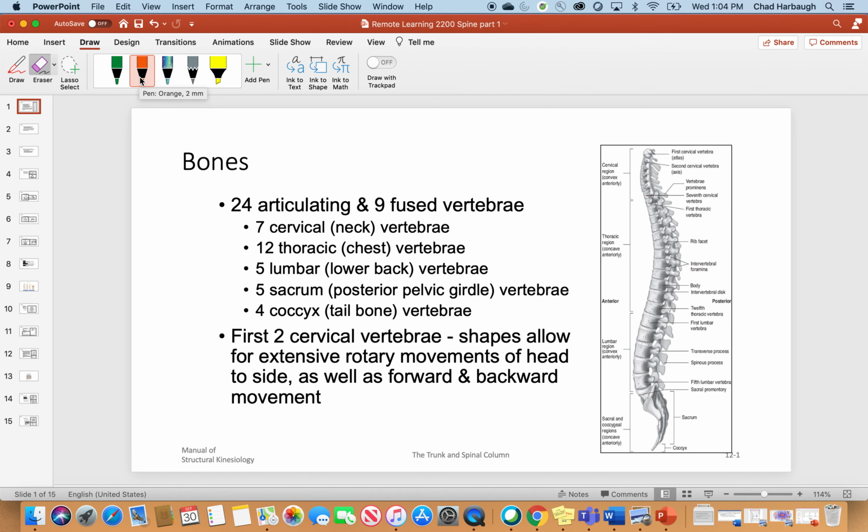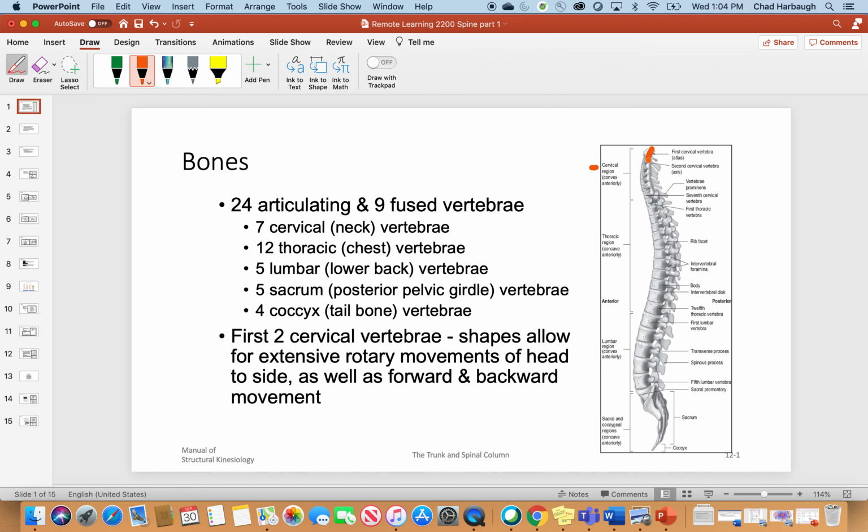Today's lecture will be the remote learning section of kinesiology, the spine part 1. The first part that we'll be talking about is just the general architecture of the spinal column. The first region that we'll begin to discuss would be the cervical region, which begins at C1 and ends at cervical spine C7.